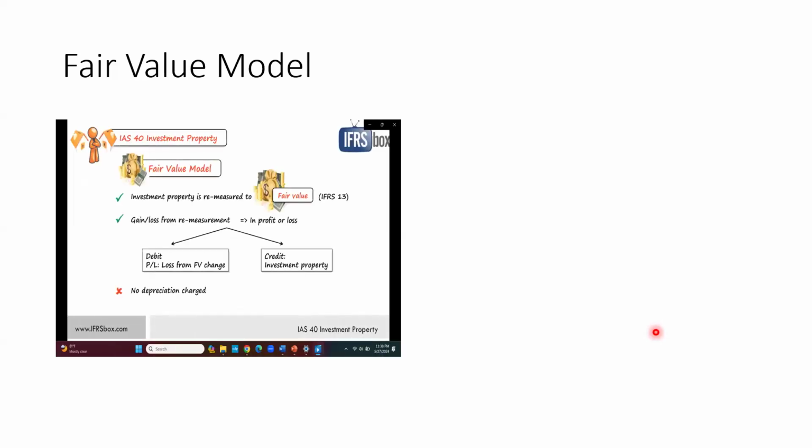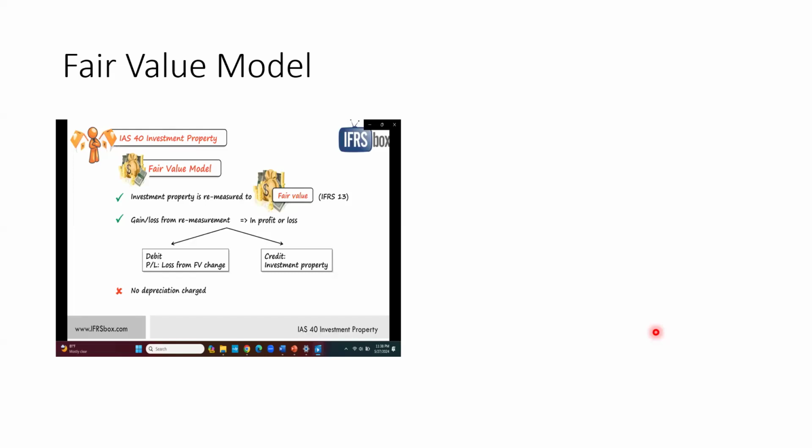So with the fair value model, this is what I've said so far. Investment property should be remeasured to its fair value using IFRS 13 fair value measurement. At the end of every reporting period, you have to remeasure the property to its fair value. And there can be a gain or a loss on the remeasurement. So if there is a gain or loss, it should be charged to profit and loss account.